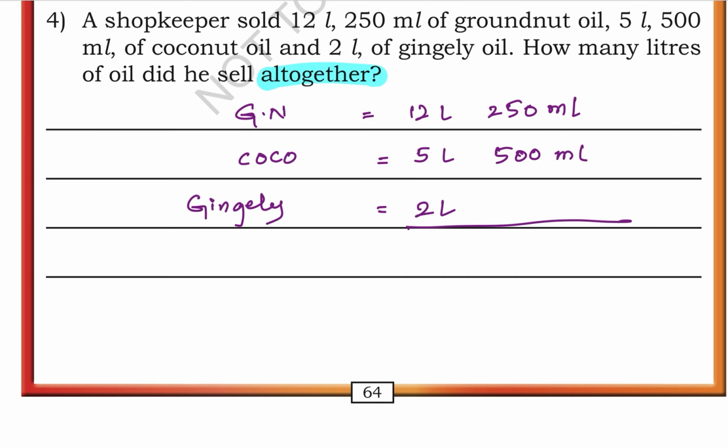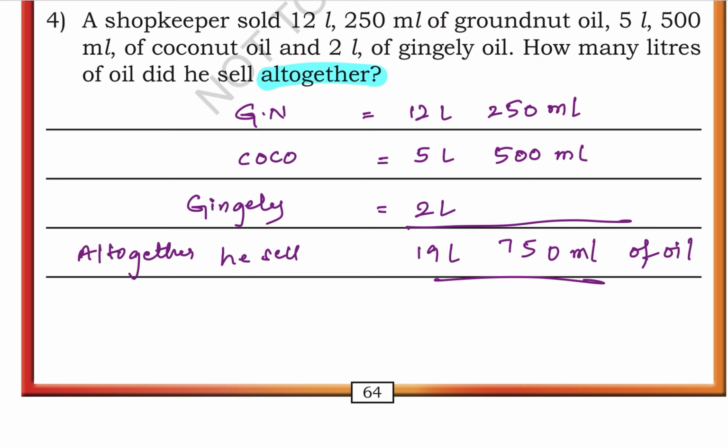Here he is asking how many liters of oil did he sell altogether. Altogether means you have to add. 0 plus 0 is 0, 5 plus 0 is 5, 2 plus 5 is 7. Write down the unit milliliter and add the liters. 2 plus 5 is 7, 7 plus 5 is 12, 1 carry, 19 liter 750 milliliter, right. Altogether he sold 19 liter 750 milliliter of oil.